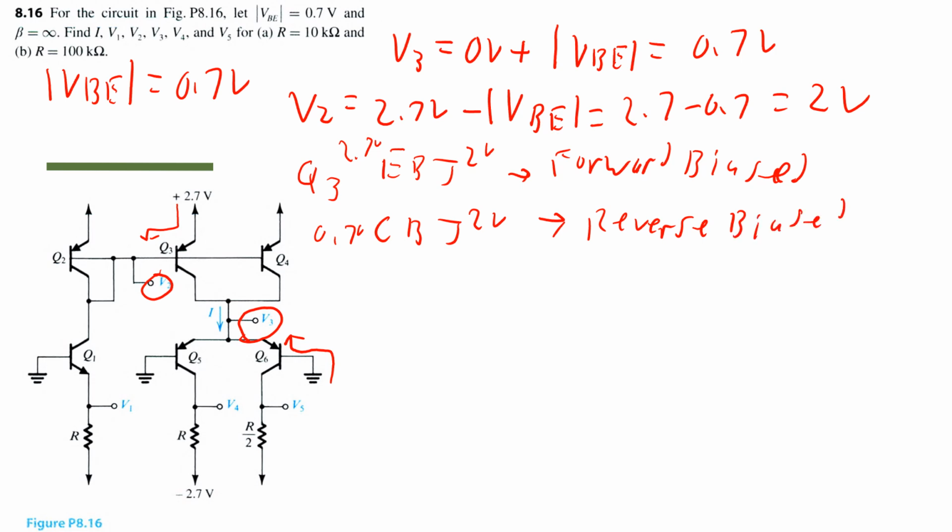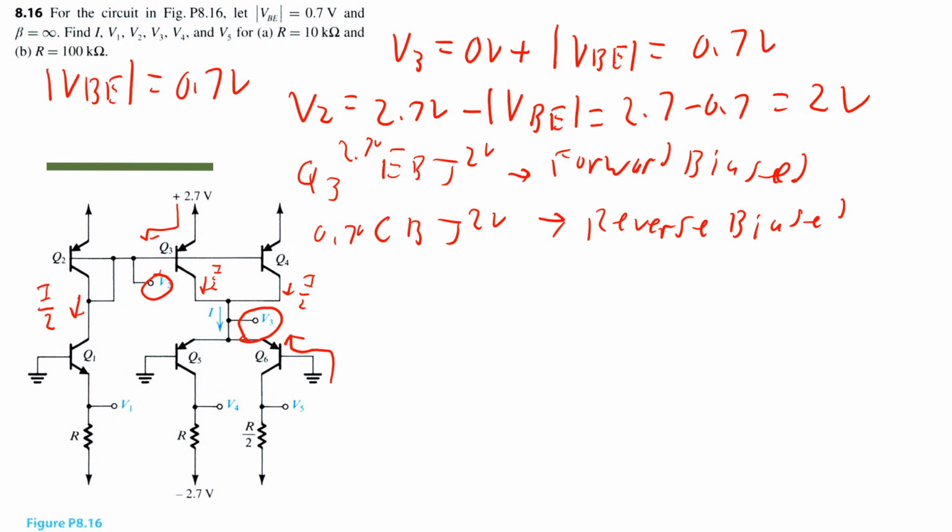This tells us that Q3 is operating in the active region. But not just Q3, in fact, Q3 and Q4 are both operating in the active region because they are shorted. We can also see that they are splitting I. So in other words, this current here would be I over 2, and this current here would be I over 2. They are splitting that current I. And the same goes for Q2 and Q1. They are also splitting I over 2, because Q2 is shorted to Q3 and Q4 respectively.